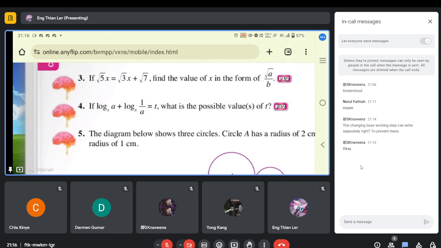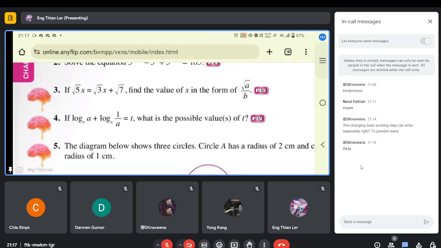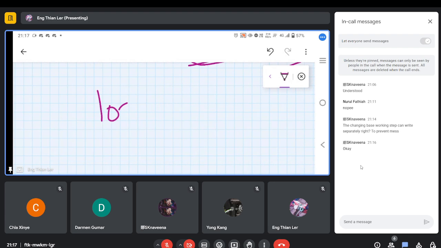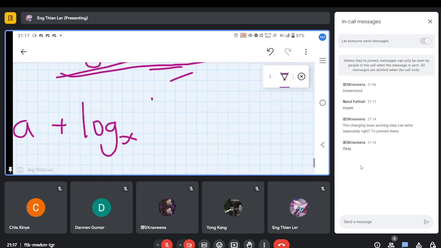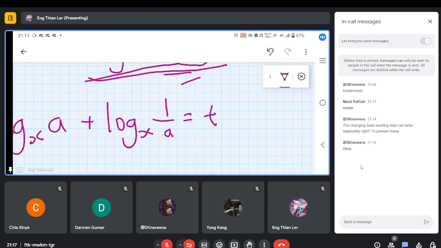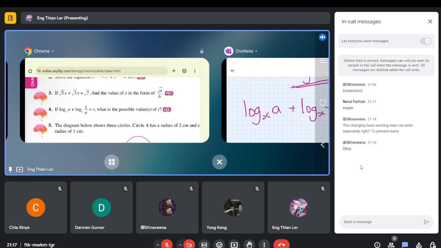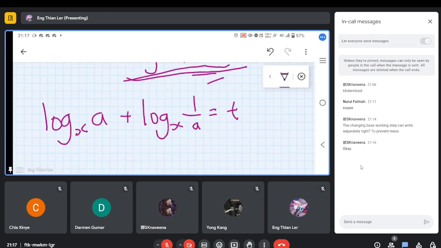Look at this, okay. If log a base x plus log 1 over a base x equals t, what is the possible value of t? Okay, let me copy this first. So log a base x plus log 1 over a base x equals t. So it asks us the possible values. Why did he specify the values for t? So any idea from this? At first sight, what do you think about?